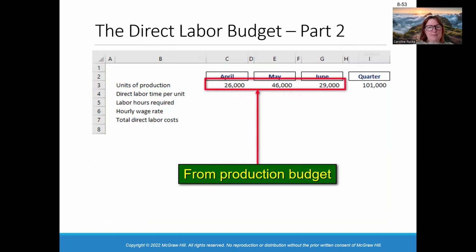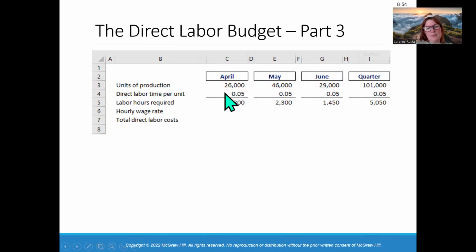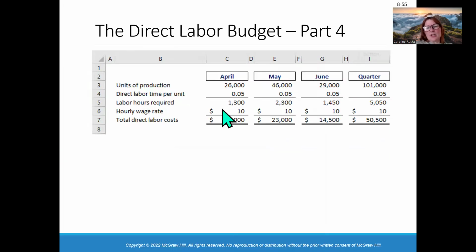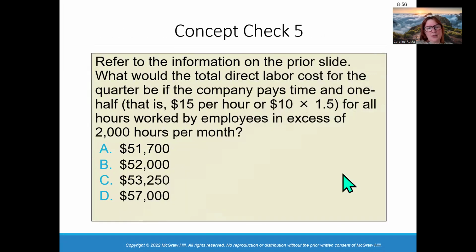So let's do this budget. All right, we know our units that we need. Okay, we've been using this for the last few schedules. We're going to multiply that times 3 minutes per unit, okay, to have our number of hours. Then we're just going to multiply that by 10 because $10 an hour, and that's going to give us our direct labor cost for each month. Easy peasy.